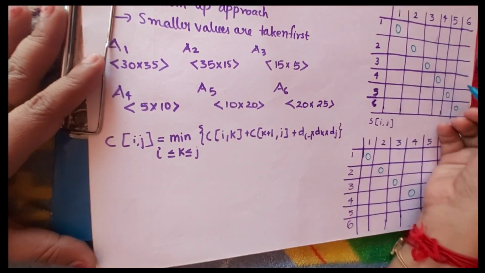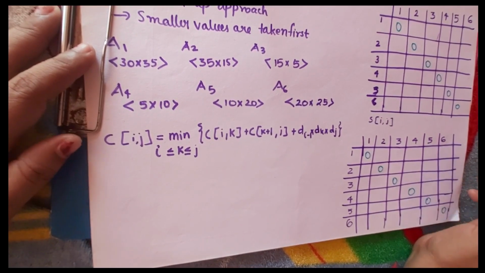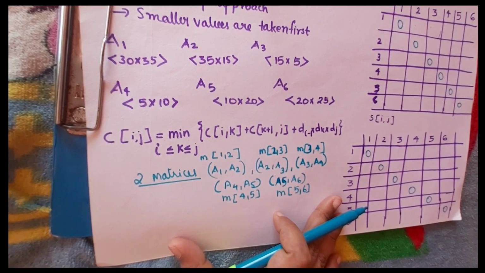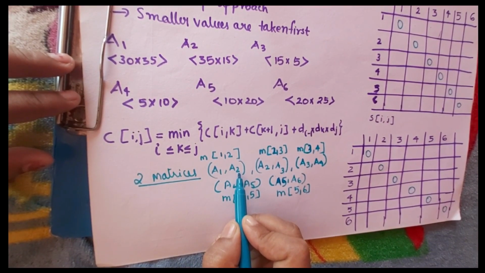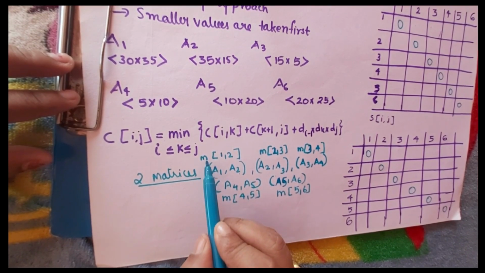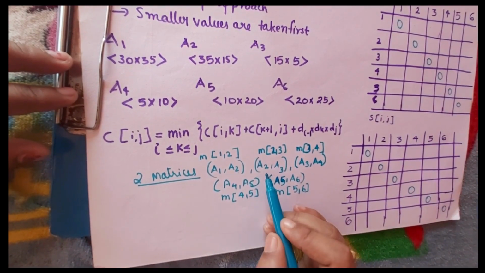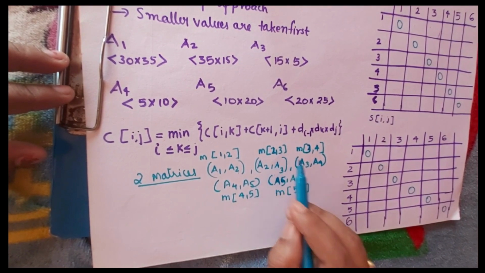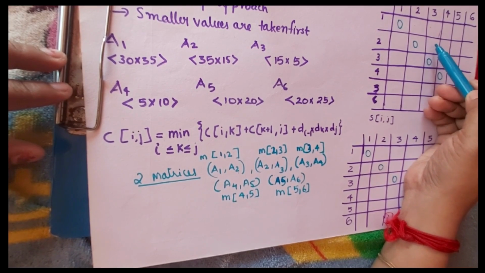We have taken one matrix at a time. Now we are going to take two matrices at a time, all the two combinations of 6 matrices. So A1 and A2 can be joined together. If A1 and A2 are combined together, it will be written as M of 1 comma 2, and it will be set here. Next, you can take the A2 and A3 combination, that can be written as M of 2 comma 3, and it will be written here.